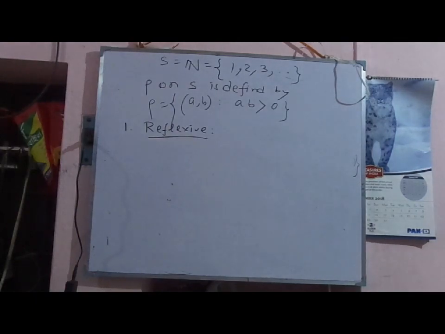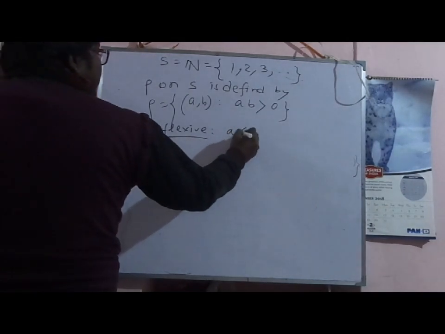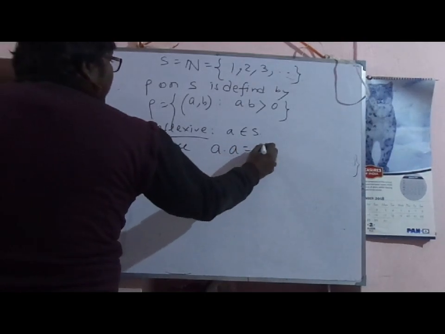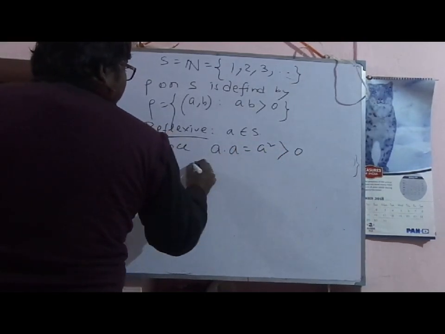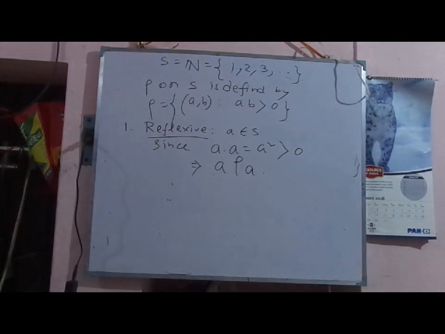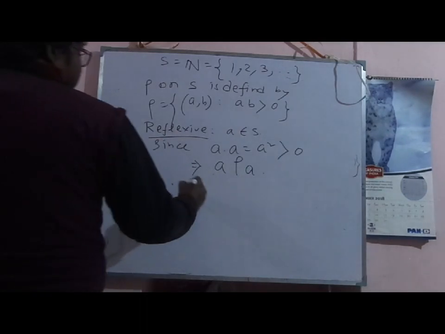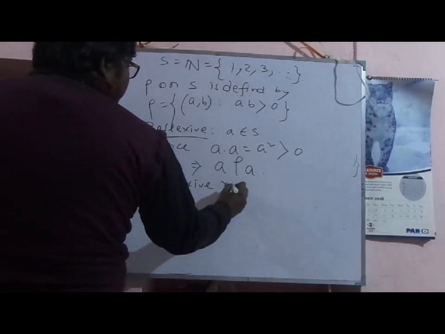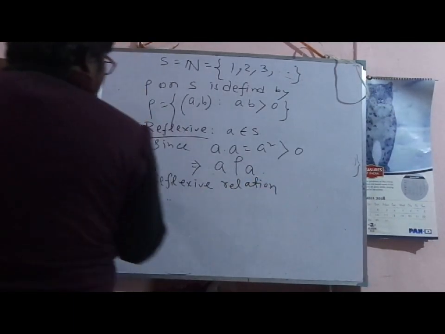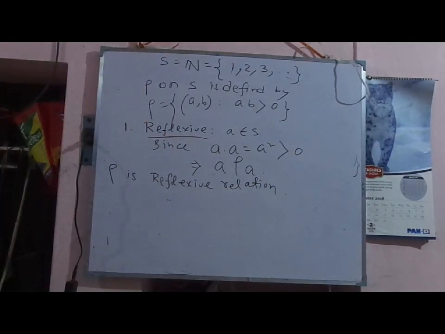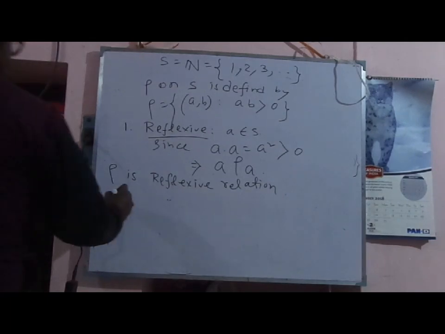At first, I check whether the relation is reflexive or not. For this, we take an element a belongs to S. Since a times a equals a squared, which is greater than 0, therefore a is related with a. Therefore, this is a reflexive relation. Rho is a reflexive relation. Now, I discuss the symmetry property.